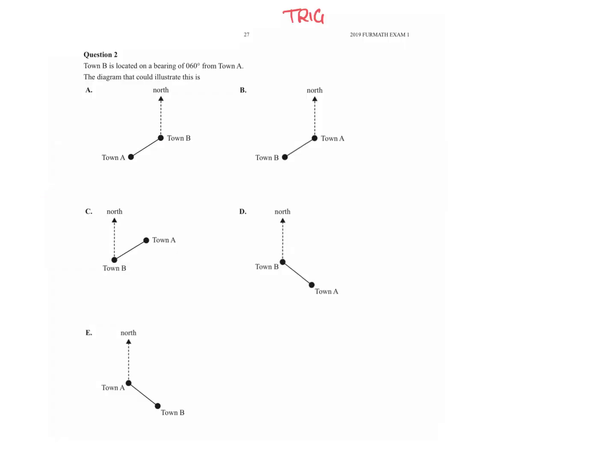Okay, town B is located on a bearing of 60 degrees from town A. So from town A means that's where you're starting from, you're bearing from. So if I draw A and we draw our little compass, you start from A's north line and you go out 60 degrees. So 60 degrees would be in there, and then B would be located out there. So the only diagram that's like that is C.